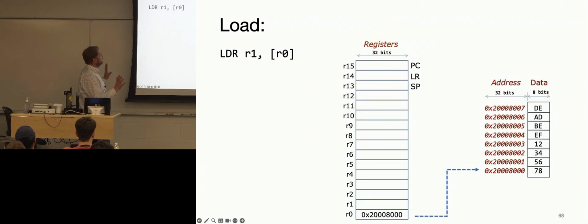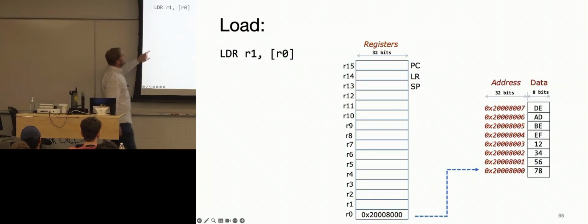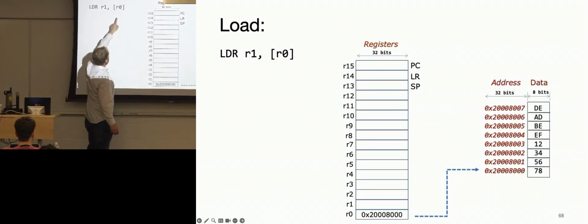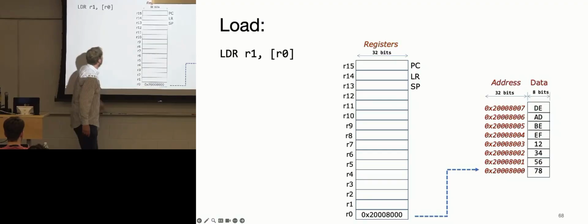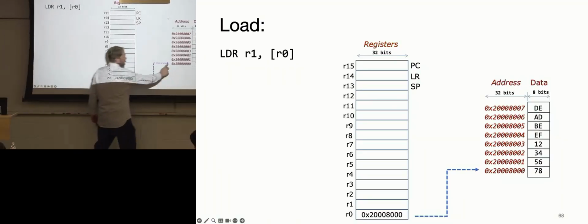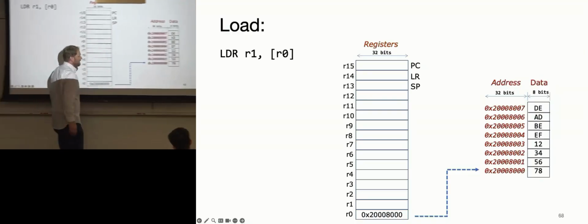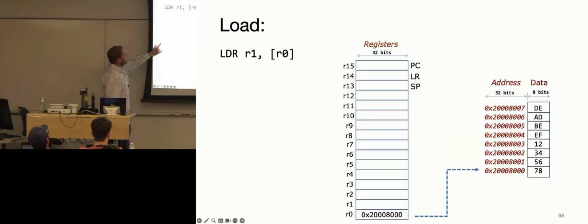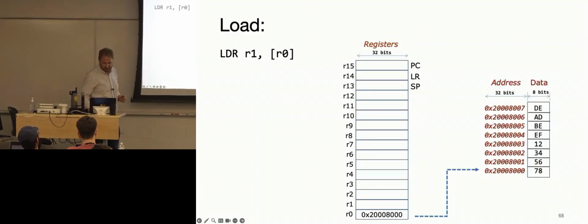All right, so here's just a normal load operation. We have the address stored in R0, okay? And we're going to go out to memory here. So this is the address. We're going to go to this memory location, grab this value, and load it into R1.